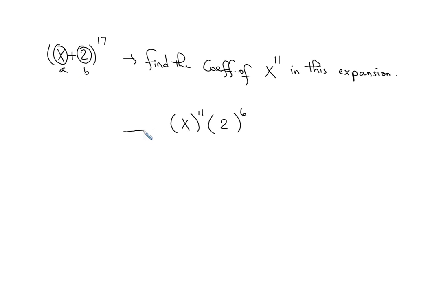Now, the question is, what should go in front of it? Well, how many powers do we have to choose from? 17. How many of those are we going to choose to be a's? 11. Was that hard to set up? Now all we have to do is simplify this. Does everybody see what we did there? It's very, very easy to get the term that you want.